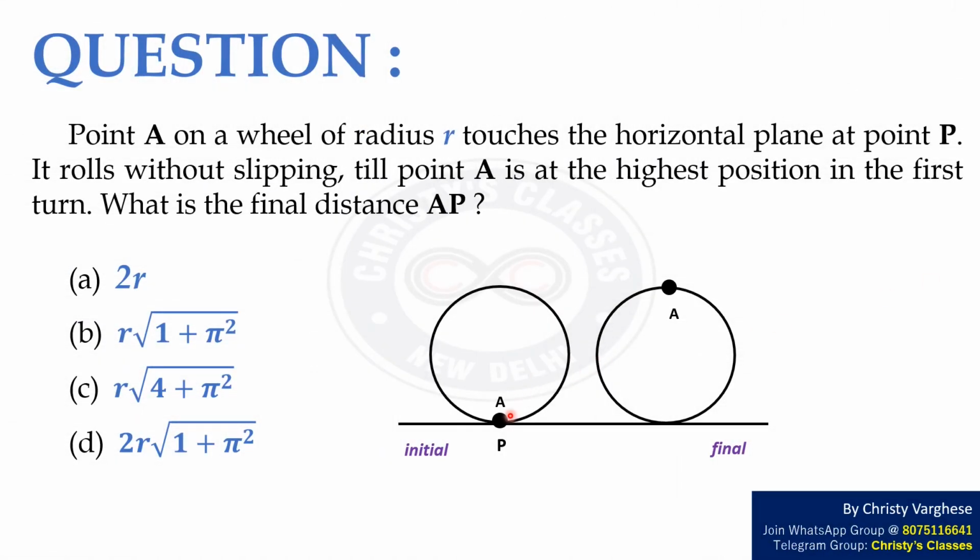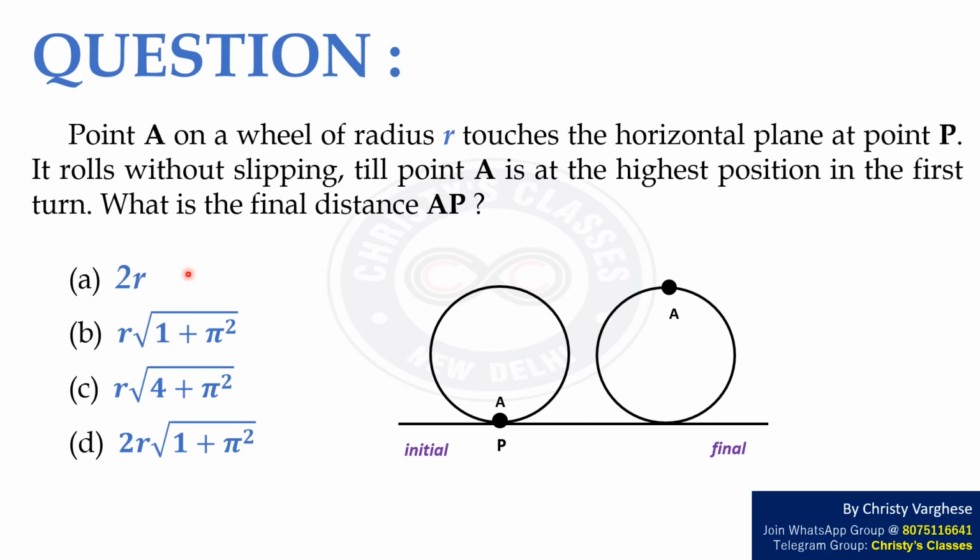Question. Point A on a wheel of radius r touches the horizontal plane at point P. It rolls without slipping till point A is at the highest position in the first turn. What is the final distance AP?